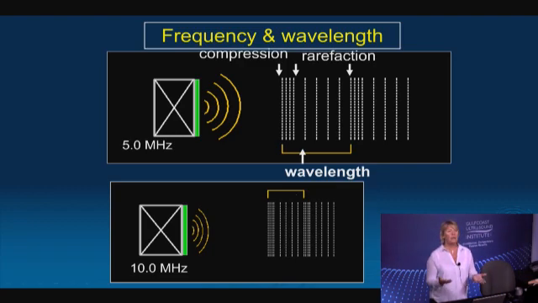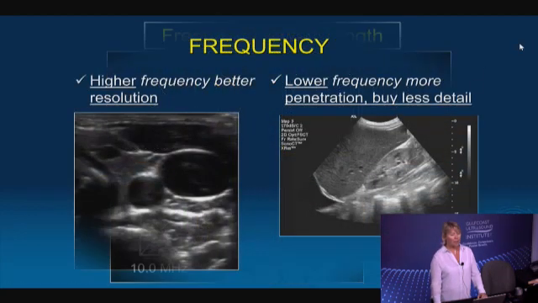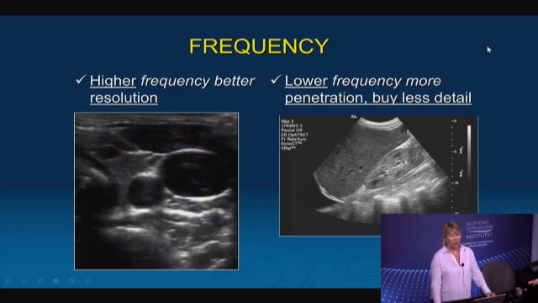So the rule of thumb is that you want to use the highest frequency transducer that gives you adequate penetration. You need to be able to see down to the last structure of primary interest. So you're typically using your highest frequencies with superficial structures and lower frequencies when you're dealing with deeper structures such as the liver, gallbladder, kidneys, and so forth.